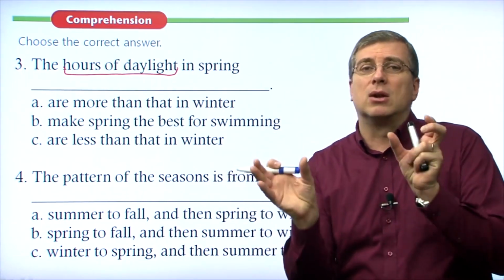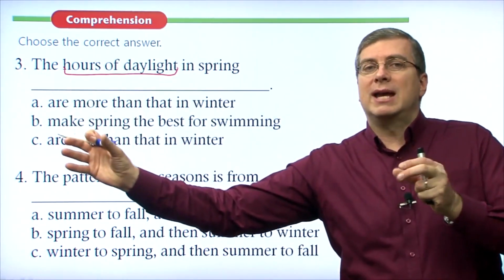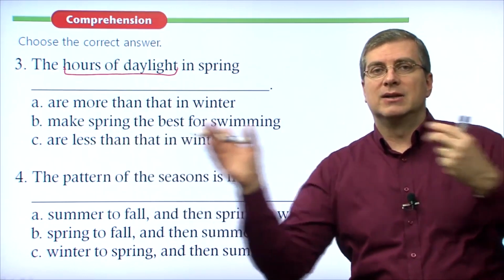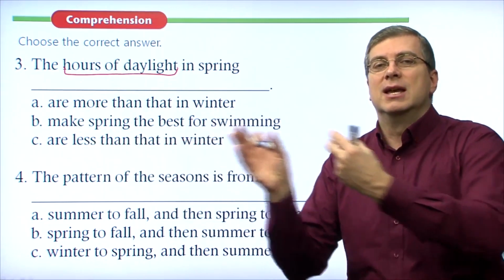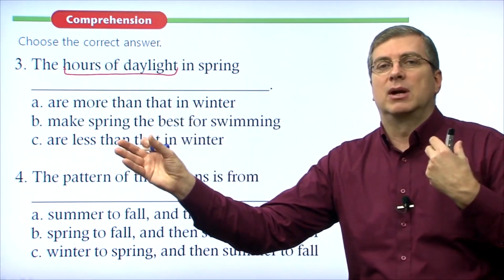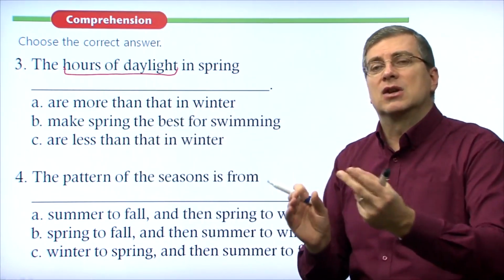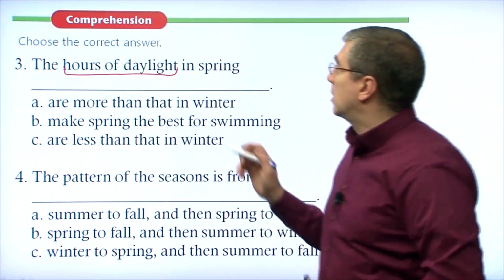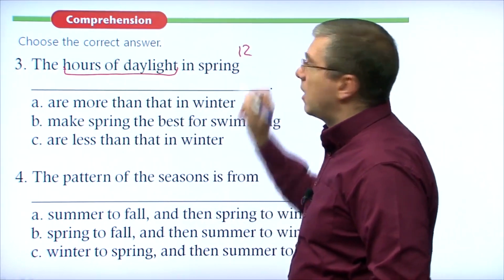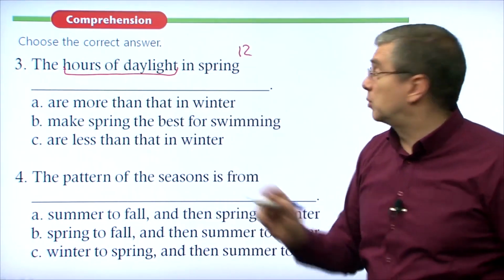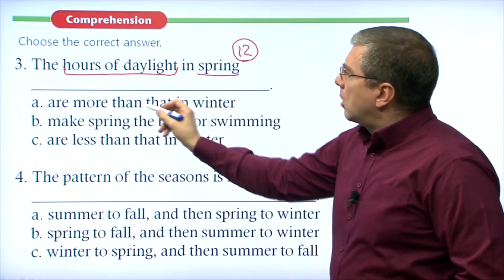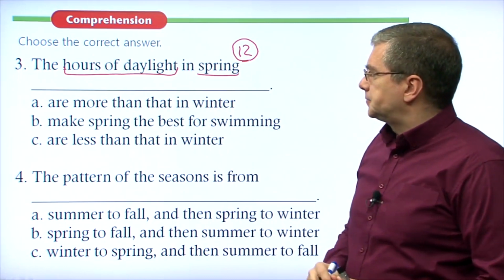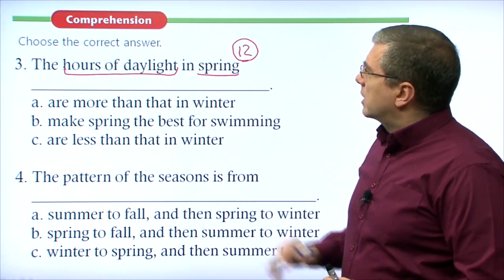Because remember, they're in the middle. Summer is on one end, winter's on the other end. Spring and fall are kind of in the middle. They're in transition, they're changing. They're halfway between summer and winter. So they're about the same in terms of hours of daylight. Remember, from our chart, we had about 12 hours of daylight in the spring. But there are more than that in the winter. So we're kind of comparing.